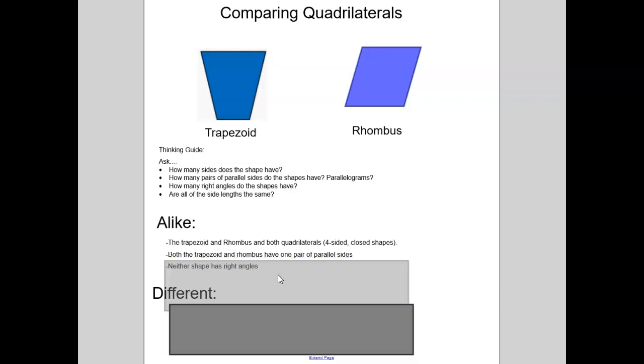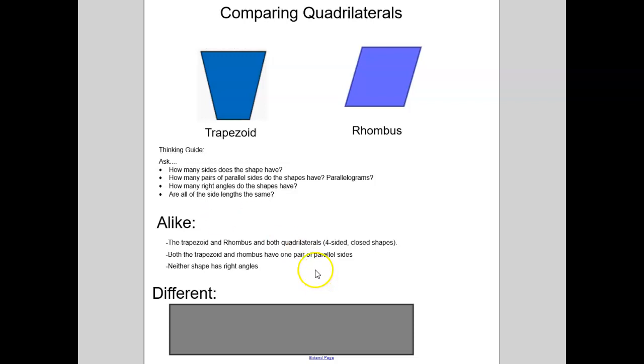Wonderful. Let's think of any other ways they're alike. Well, the next thing it asks is how many right angles do the shapes have? Well, neither of the shapes has that perfect 90-degree angle where two perpendicular sides come together. So I wrote they're also alike because neither shape has right angles. So I always check my thinking guide to determine ways they're the same and ways they're different.